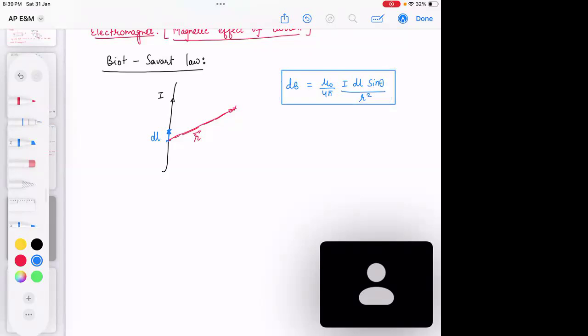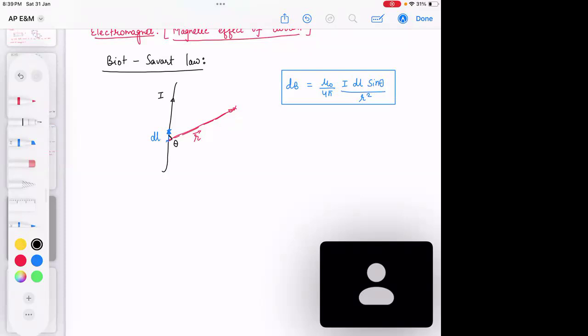What is the theta here? Theta is the angle between the dl vector and the r vector. So magnetic field at any point due to a small current carrying element is how much? It is mu naught by 4 pi, I dl sine theta by r square.